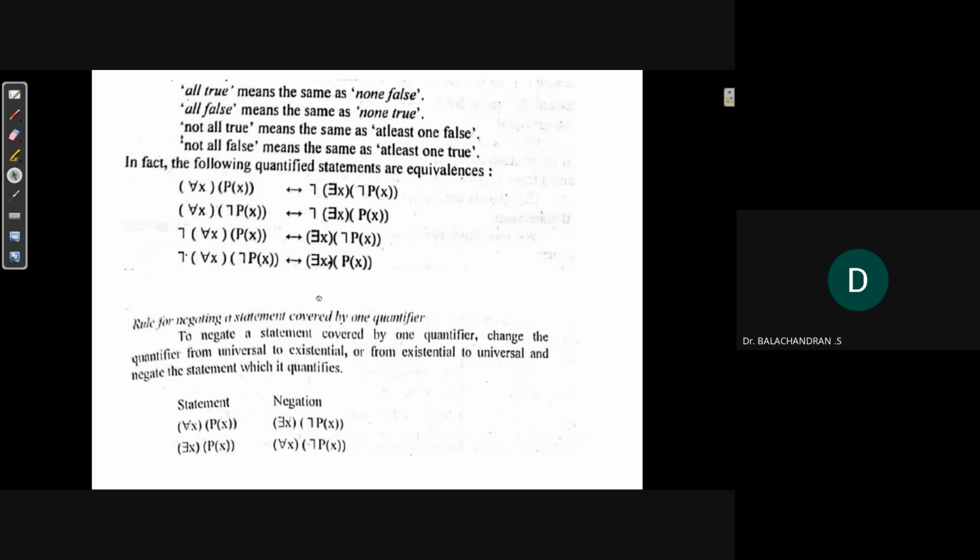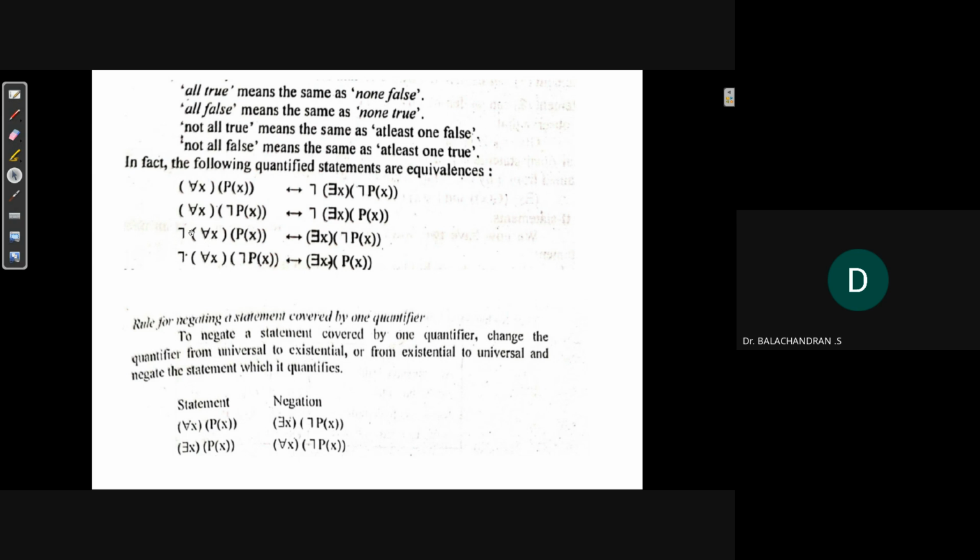Okay. So here I'll start from the third sentence. So not all true. Not all true means the same as what? At least one is false. Similarly, not all false means at least one is true. Now, for the third one, I'm going to write this here. Not all true means not all of them are true.